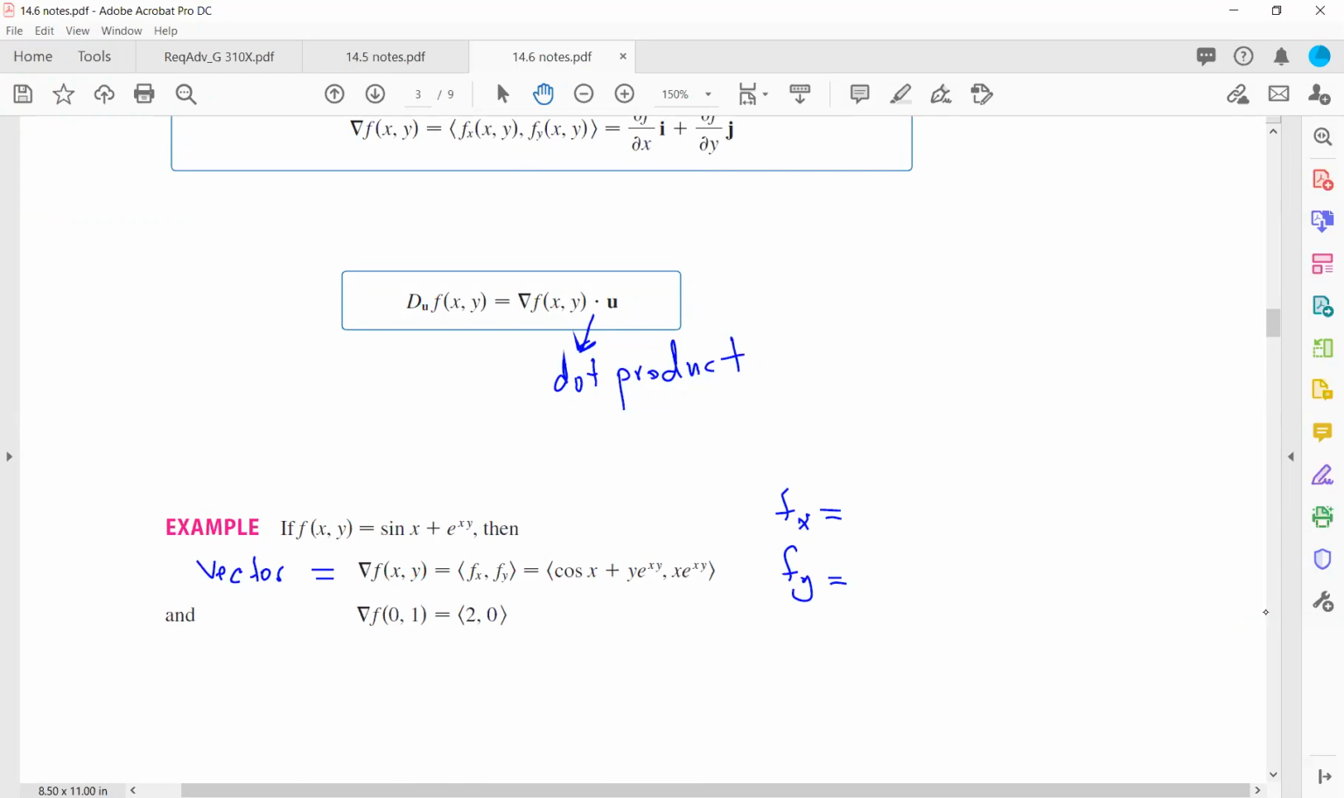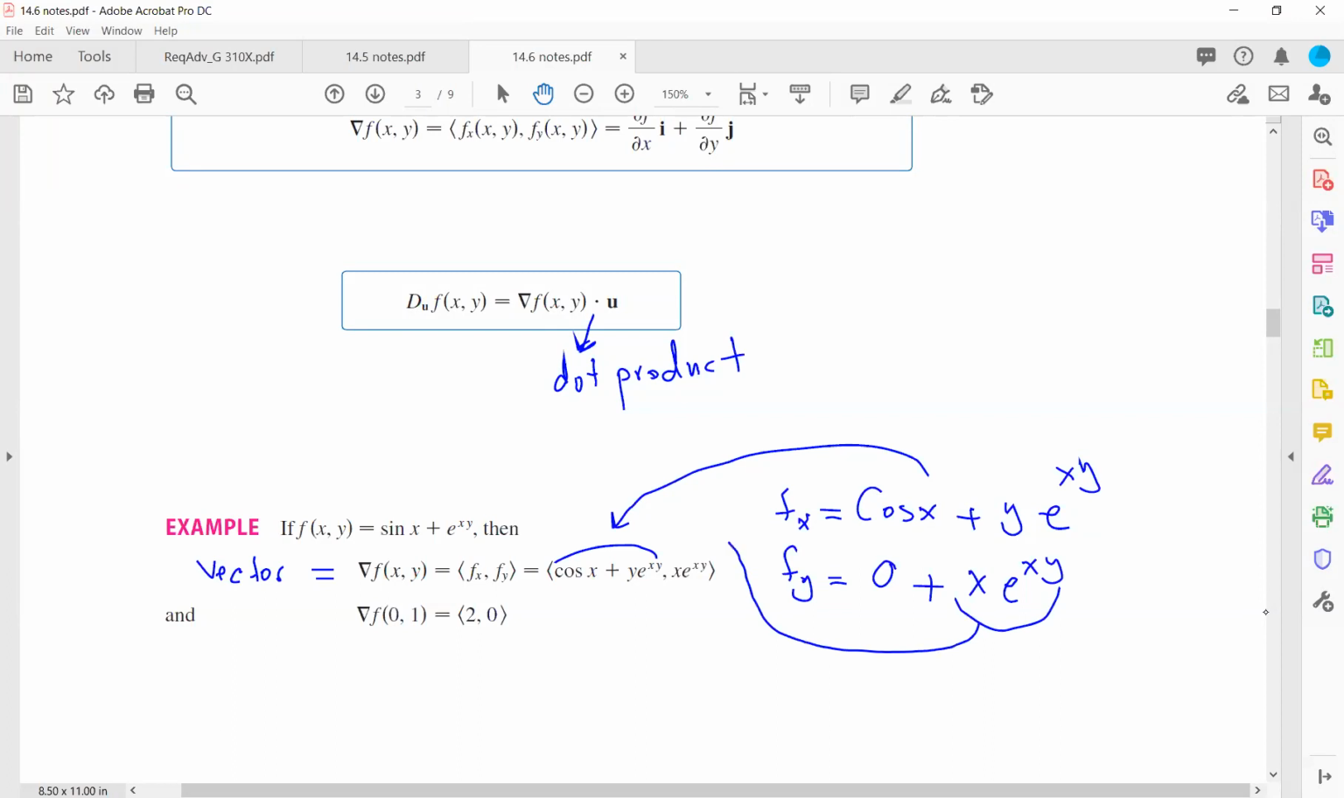So f_x: the derivative of sine is cosine, plus, for e to the xy, you have to use the chain rule. The derivative of your power with respect to x is y, and you copy down e to the xy. Then, to find the partial derivative of f with respect to y, sine has no y in it, so the derivative is going to be 0. Plus, now you take the derivative of the exponent with respect to y, which is x, and you copy down your exponential function. So the first component of your vector is cosine x plus y e to the xy. The second component of your vector is x e to the xy.